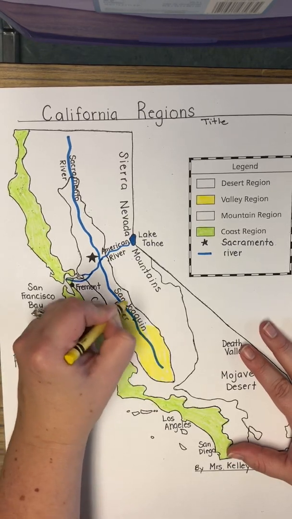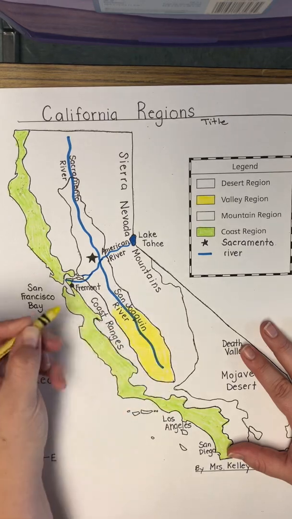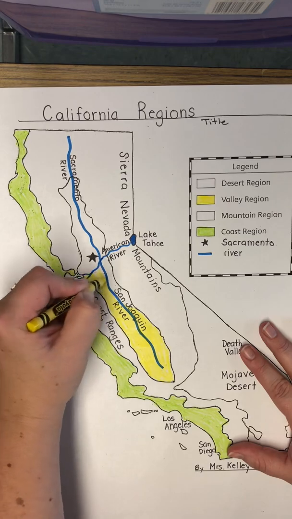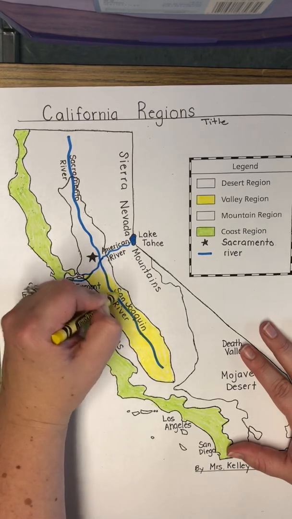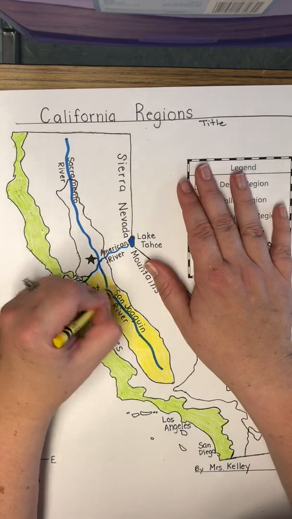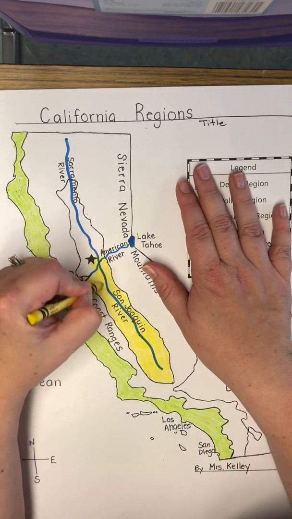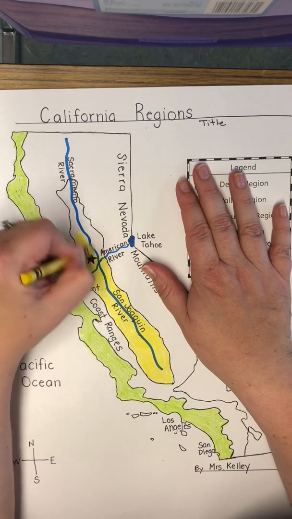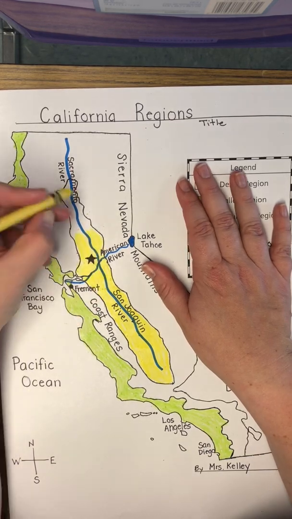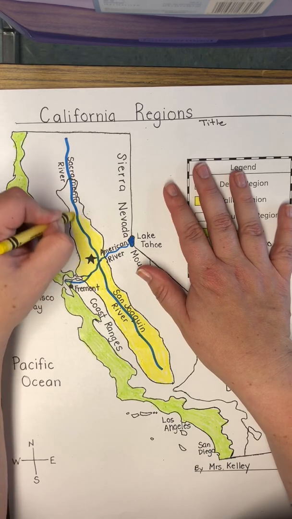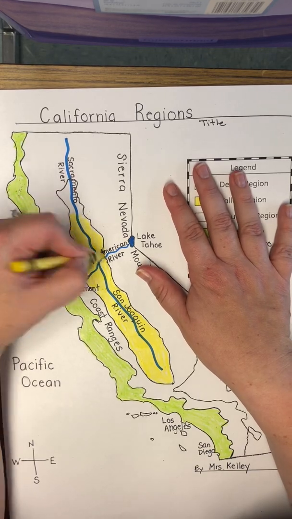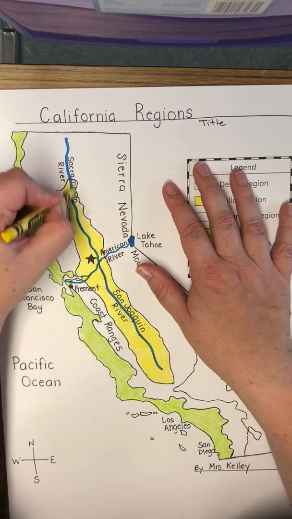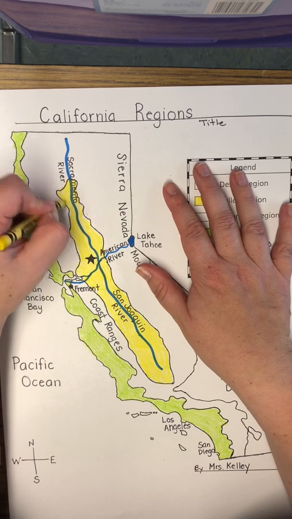Color all around the San Joaquin River. And you can color right on top of that marker and it won't spread everywhere. And you'll notice that most of the rivers flow through the valley region, which would explain why the valley region has so much of our agricultural land in California. This is where most of our farmland is, where we're able to grow crops to feed people in California and beyond. We sell a lot of our crops to other states and other countries too.